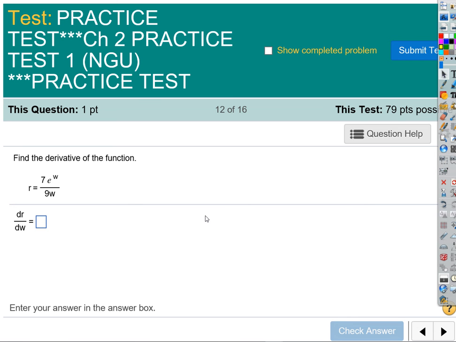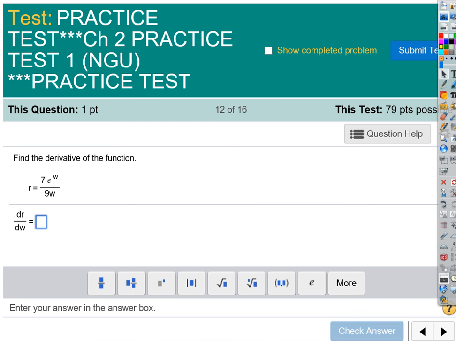Okay, same kind of thing. Quotient rule. You want to do it or not? Okay, skip this one. So I got to get it wrong. I hate getting it wrong.